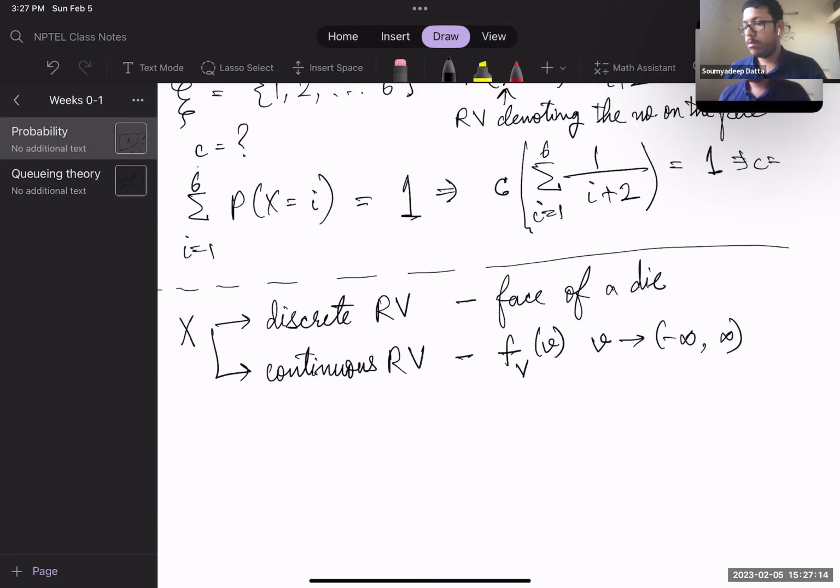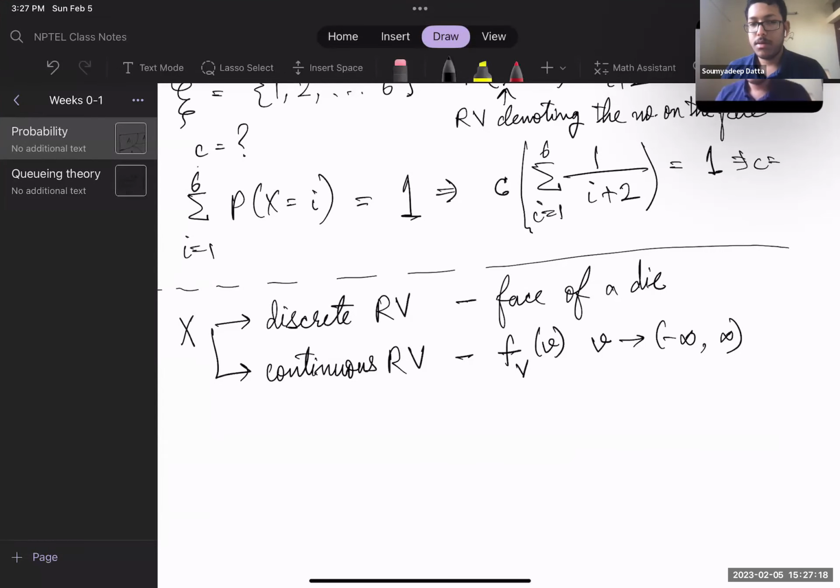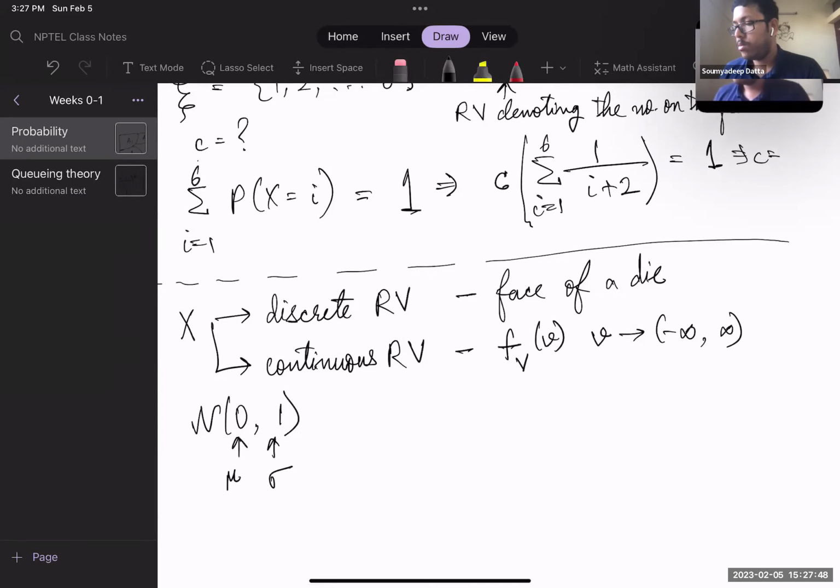So one important characteristic of any random variable is something known as the moment generating function. Or let's not go there. Let's first start with simple things like a PDF. So I have, let's say, a Gaussian random variable, normal 0, 1. I hope people are familiar with the notation. This denotes the mean of the normal distribution, and this denotes the standard deviation of the normal distribution.